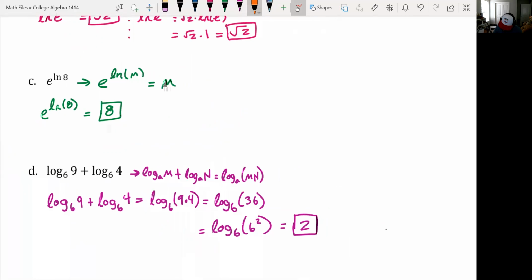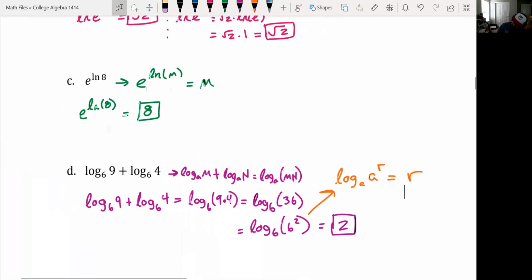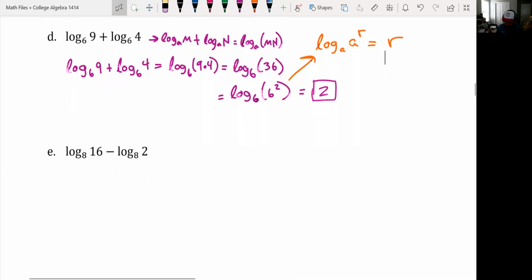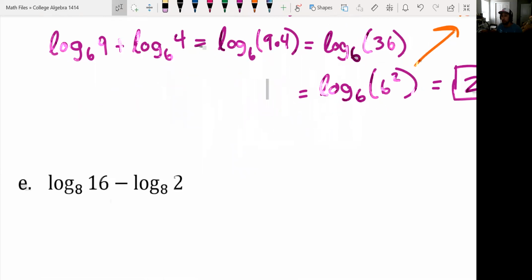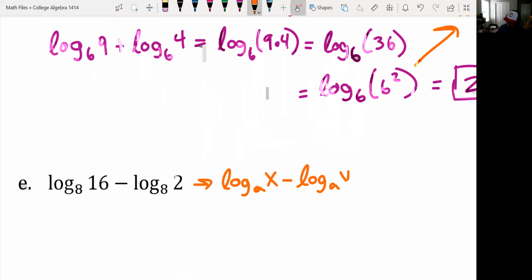All right, this one uses that property again. Log base a of a to the r is equal to r. Next one, E, is going to be the quotient of difference, but we're going to work it backwards since it's already a difference. This one's going to use log base a of x minus log base a of y, and we're going to put it together as log base a of x over y.